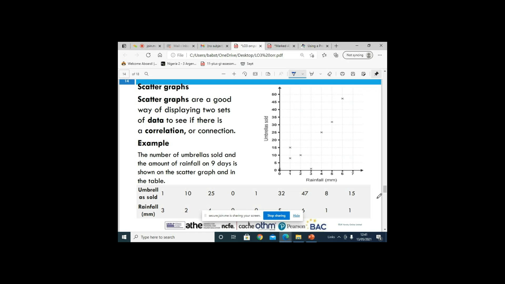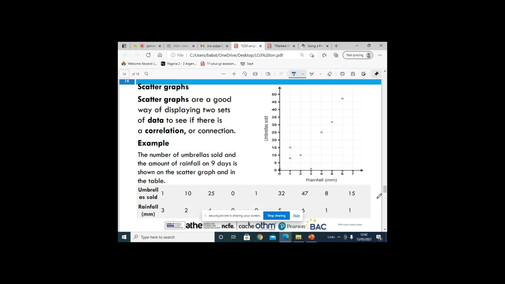Another one is this. Let me give you an example. The more classes you skip, the more likely you will fail your exam, because we miss information. So that's correlation. A scatter graph is used to see if there is any correlation or connection. You can also say connection.